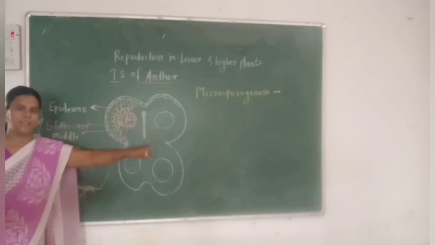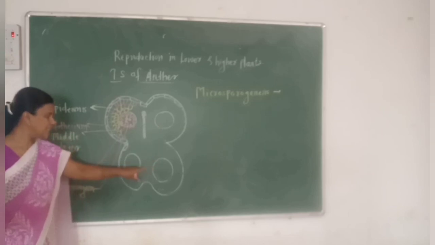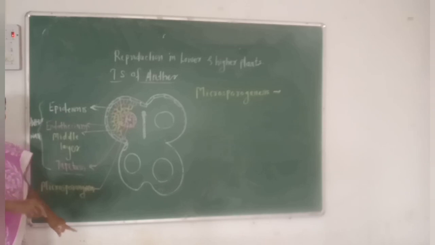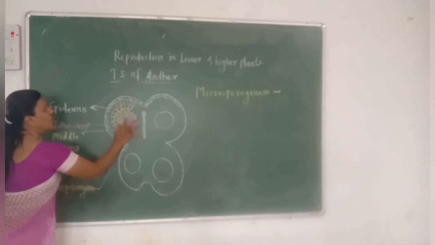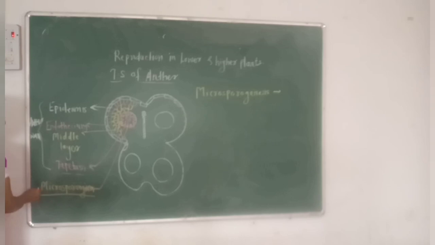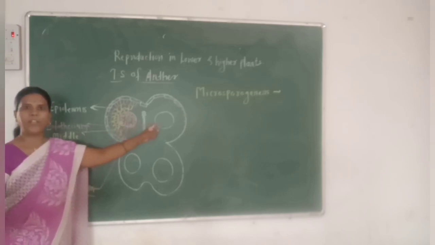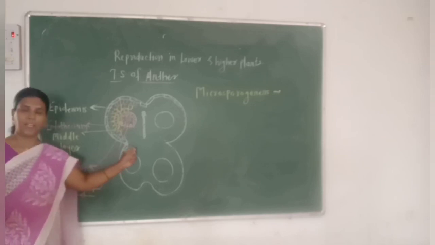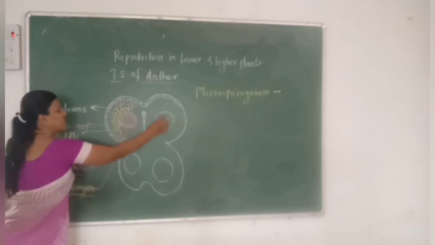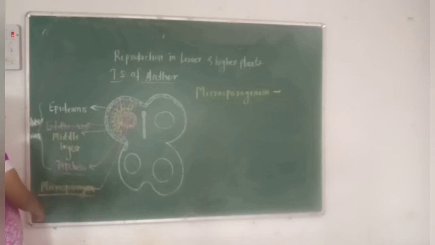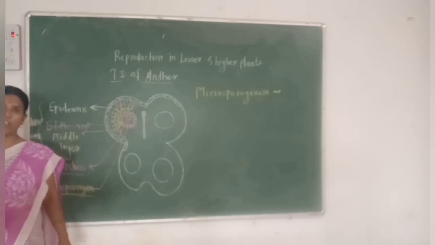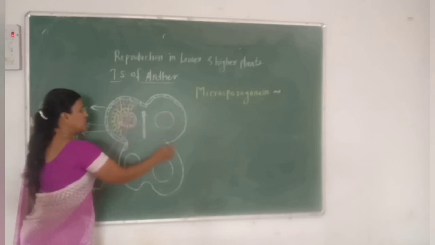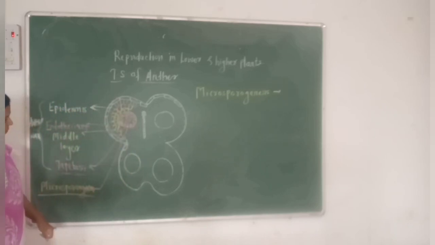And there are 4 sac-like structures which are called pollen sacs. But when they are immature, these 4 sacs are called microsporangia. There are 4 microsporangia in a dithecous anther. When the anther is immature, these 4 structures we call microsporangia, and when pollen grains are developed, means when the anther becomes mature, we call these structures pollen sacs.